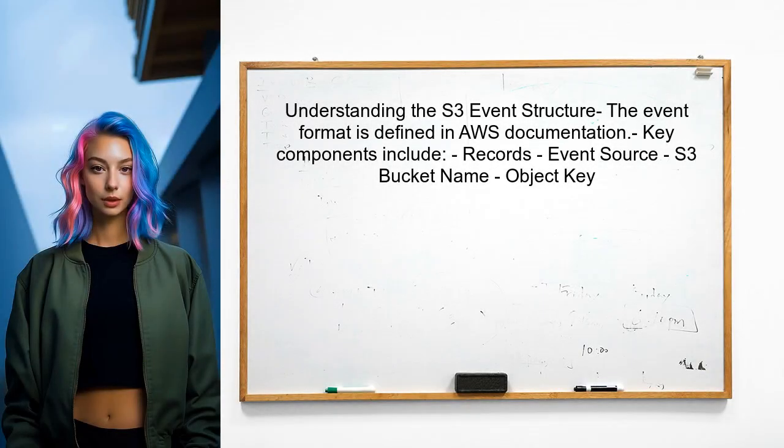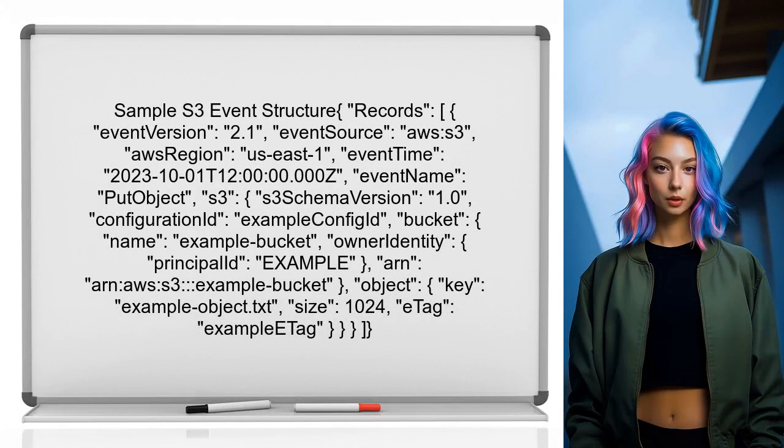To understand the structure of the event when an S3 bucket triggers a Lambda function, the user should first familiarize themselves with the event format. This format is defined in the AWS documentation. Next, the user should look at a sample event structure. This will help them visualize what the event looks like when an object is uploaded to the S3 bucket.